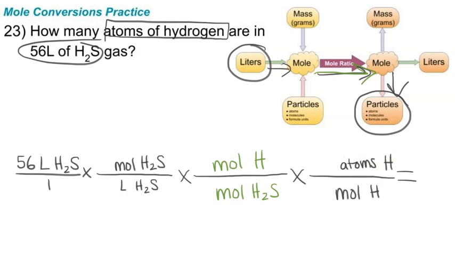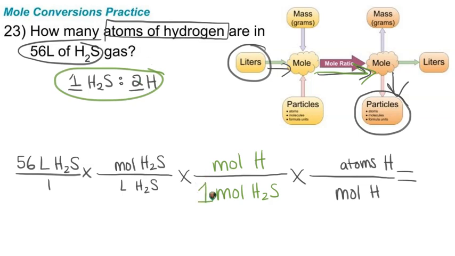So I know that in my mole to mole step, I will need to figure out my ratio of H2S, how many H2S's to how many hydrogens. So in every one H2S molecule, I have 2 hydrogens. So I'll take this information and use this to fill in my mole to mole ratio. So 1 mole of H2S is equivalent to 2 moles of hydrogen. And then in my non-mole ratio steps, I know that I always put a 1 next to mole. So here 1 mole of hydrogen and then 1 mole of H2S.